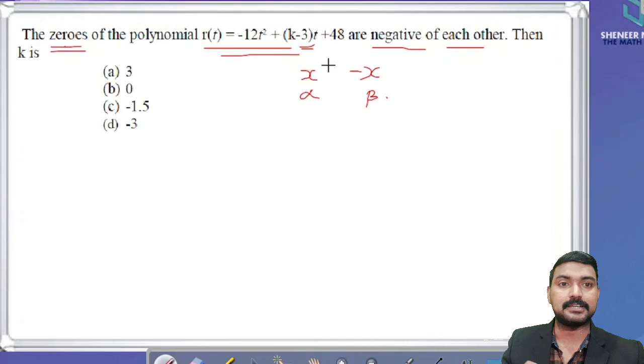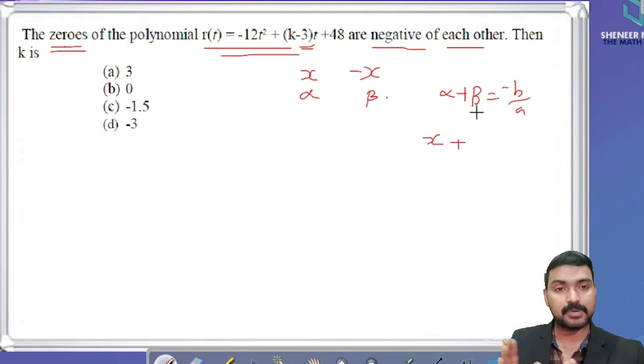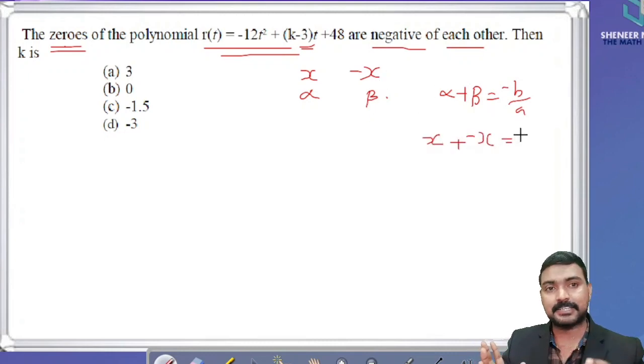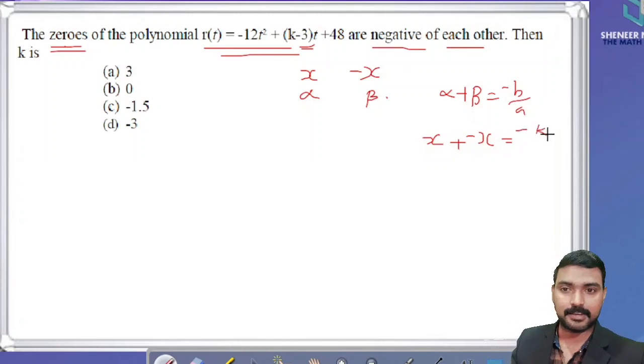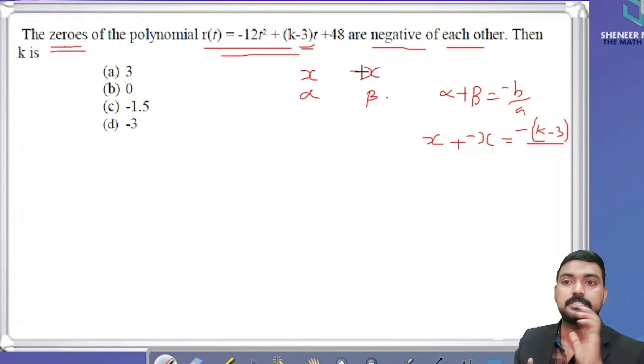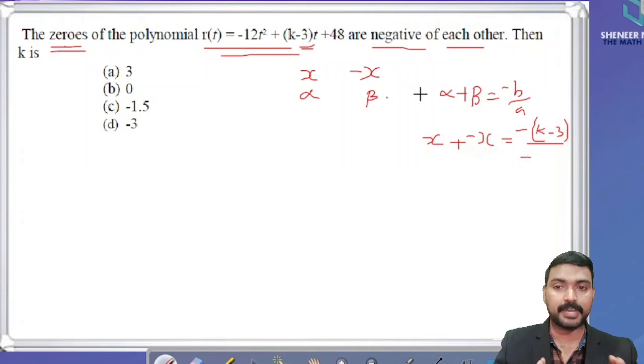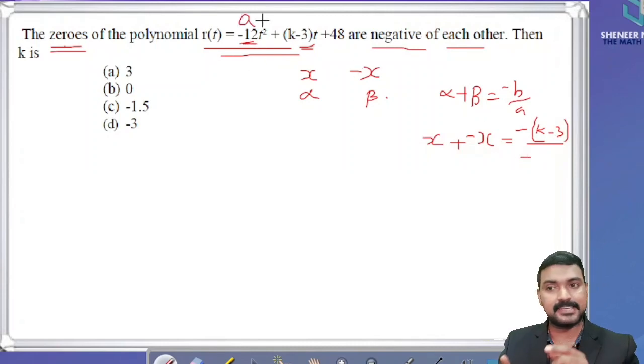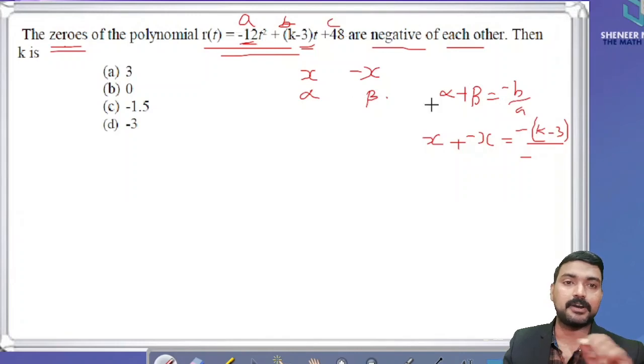We studied an equation, sum of the zeros alpha plus beta is equal to minus b by a, where b and a are the coefficients of the given polynomial. So here we can write alpha plus beta is equal to minus b by a. Alpha is first zero x, second zero it's negative means we can use beta as minus x. So here x plus minus x, which is equal to minus b, b is k minus 3. So minus of k minus 3 divided by a. What is a here? A here minus 12. So divided by minus 12. Now x plus minus x is equal to 0.